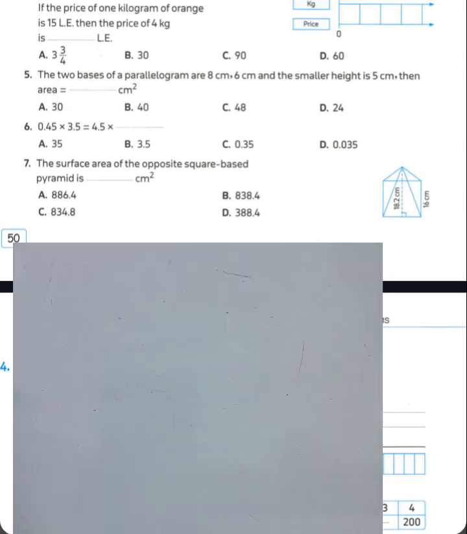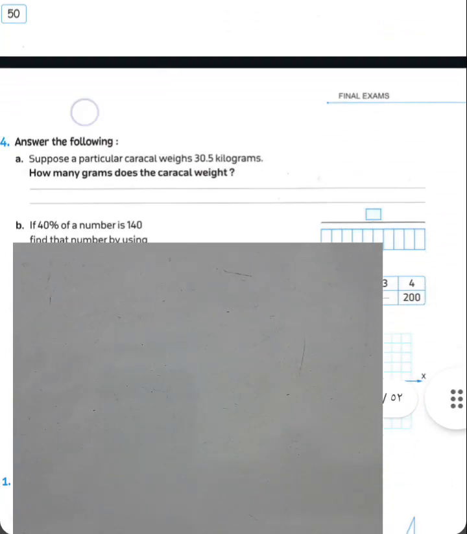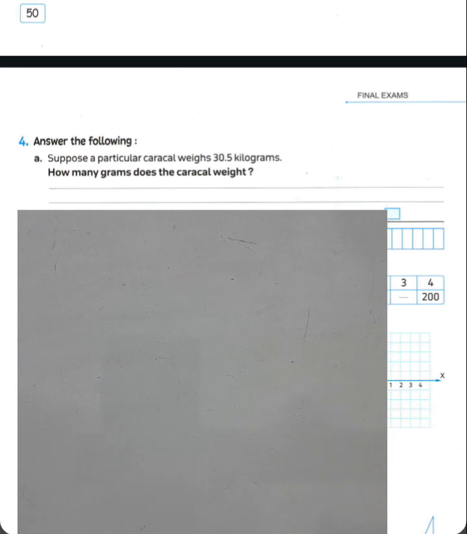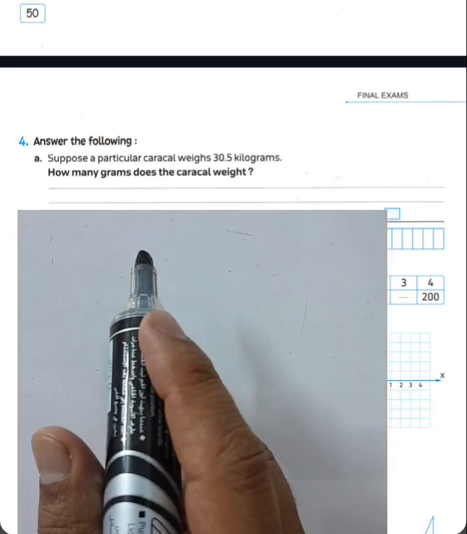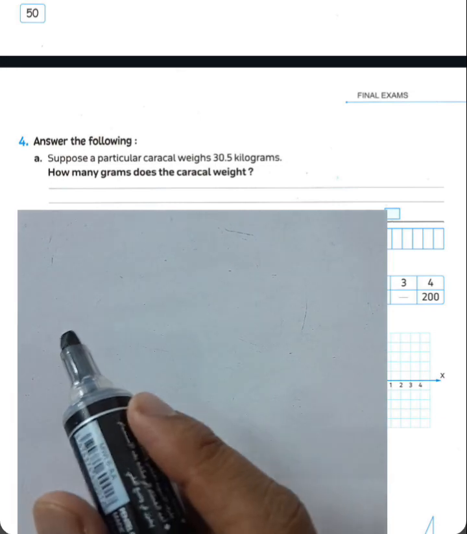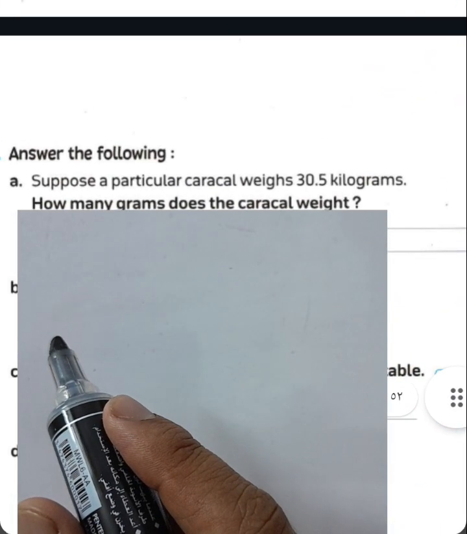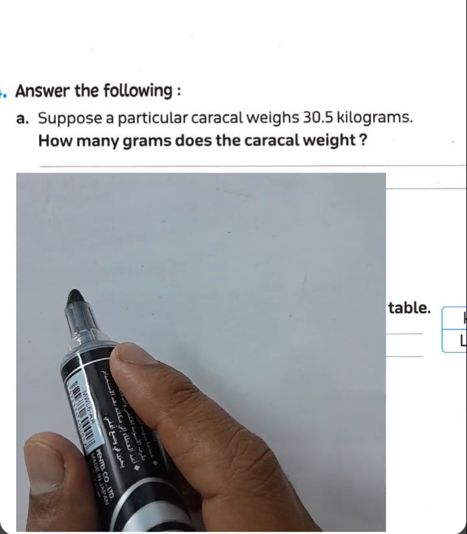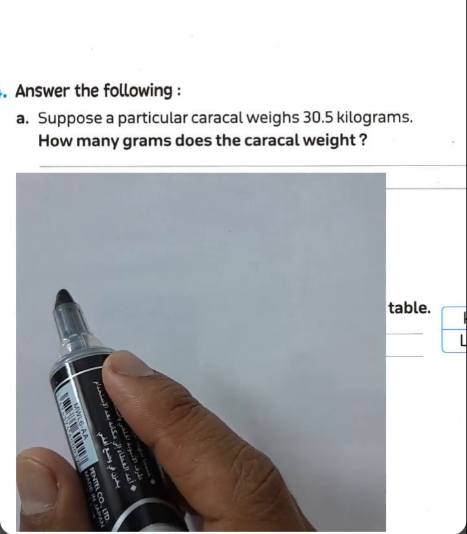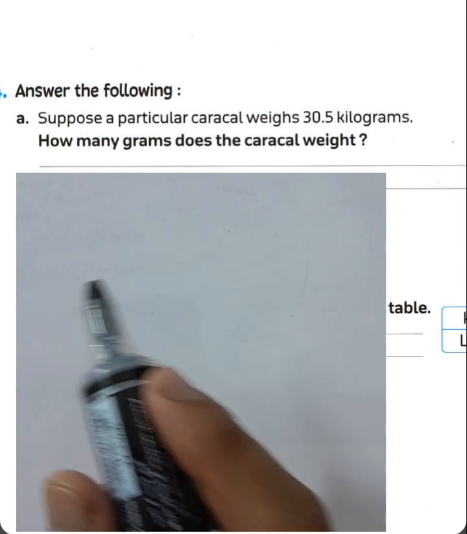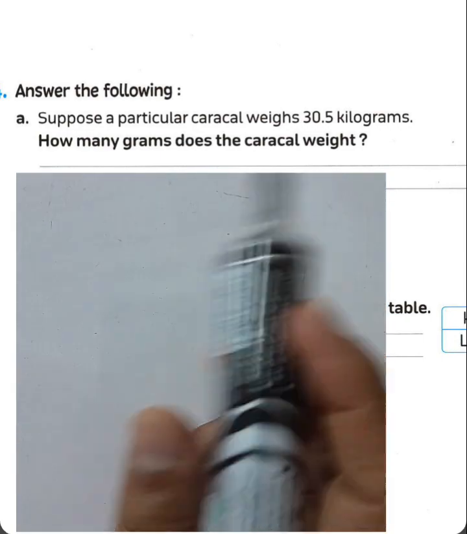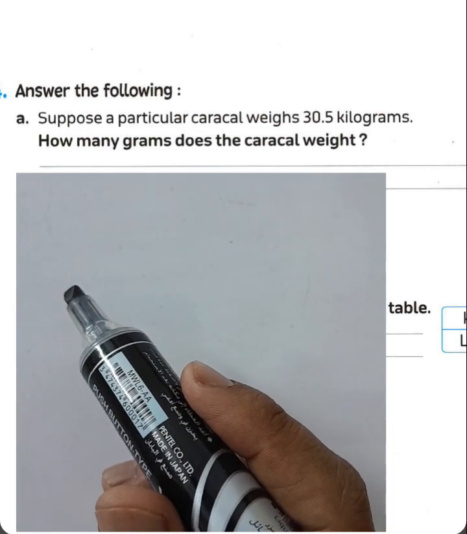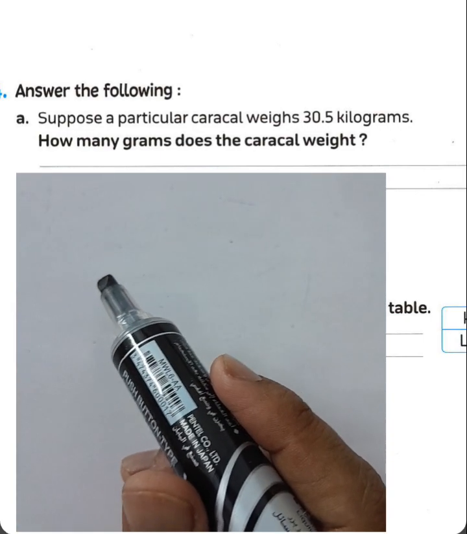Okay, next example. Answer the following. Letter A. Suppose a particular cracker weighs 30.5 kilograms. How many grams does the cracker weigh? Okay, we can convert here from kilogram to gram by multiplying by 1000, but we must use the conversion factor.